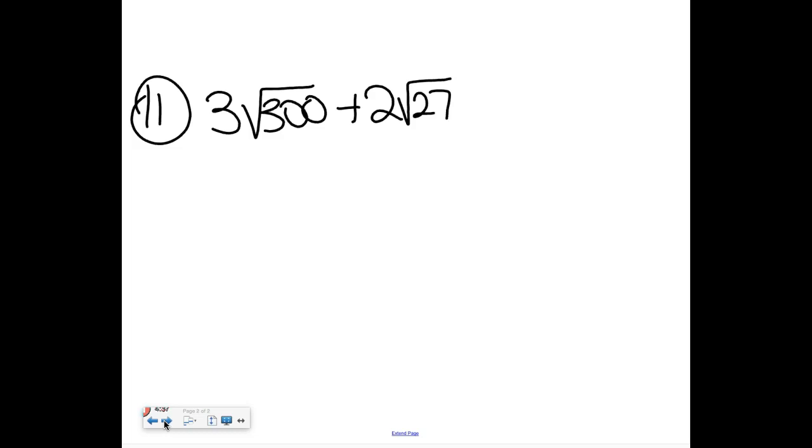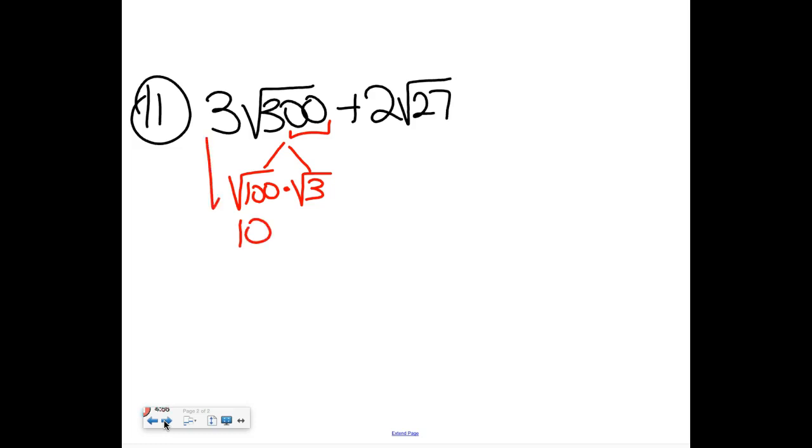So the next thing we're looking to see is, can I simplify? For 300, it ends in a double 0, so I know the perfect square that goes in there is 100. And 100 times 3 gives me 300. Reminder, when we do this, we take the square root of 100, which is 10.